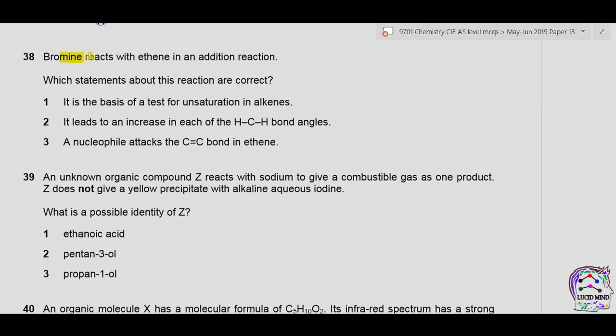Question 38. Bromine reacts with ethene in an addition reaction. Which statements about this reaction are correct? Now, bromine can add itself across an alkene. For example, we have ethene to form 1,2-dibromoethane. 1. It is the basis of a test for unsaturation in alkenes. This is true because bromine is decolorized from reddish brown to colorless as it is added across the alkene.